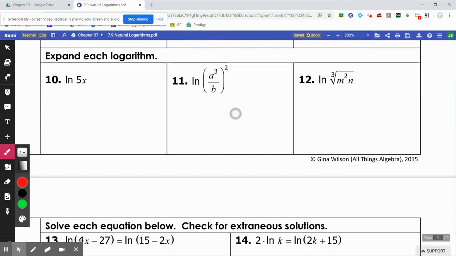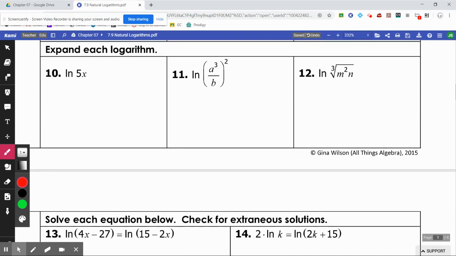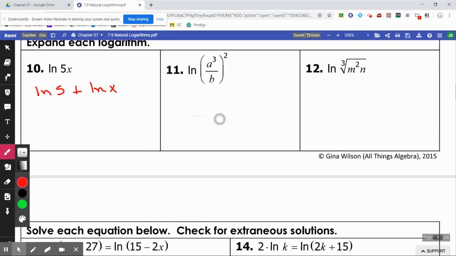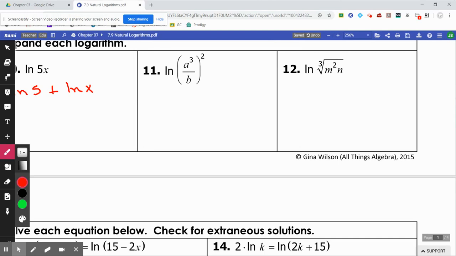Now let's do right the opposite. Let's expand these. The natural log of 5x is the natural log of 5 plus the natural log of x. Multiplication is expanded with addition. This one, we can actually raise the stuff inside to a power first.